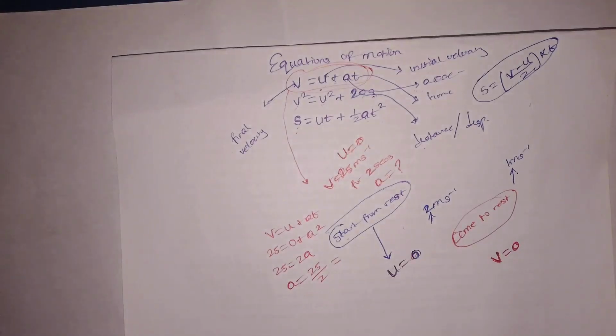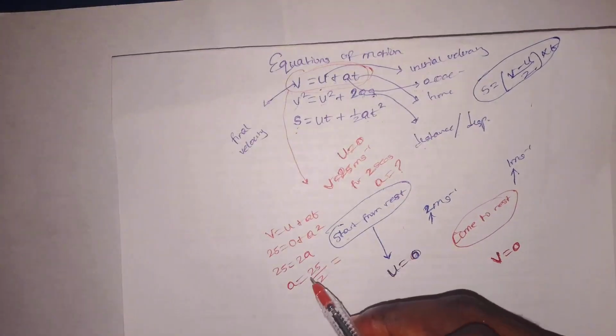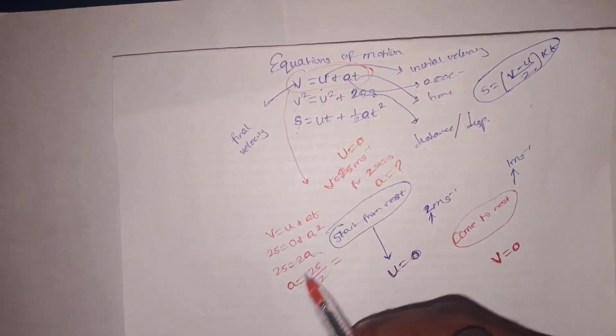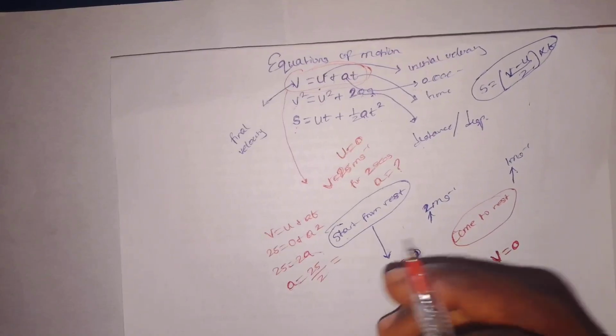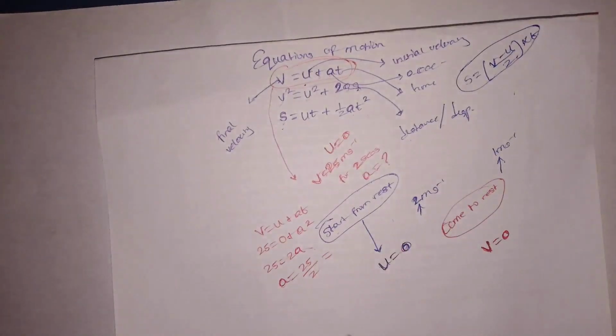Okay, so let's just continue. So a is equal to 25 over 2. Press that in the calculator and you have your answer. I'm not with the calculator here, so that's what I'm trying to say.